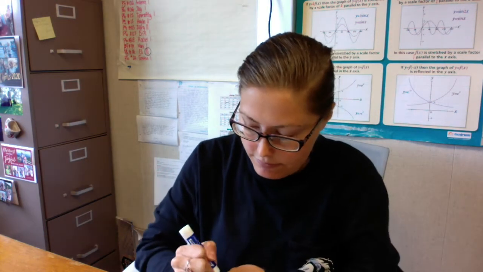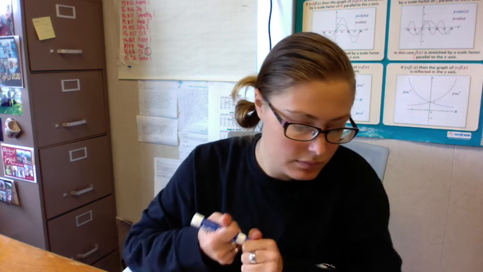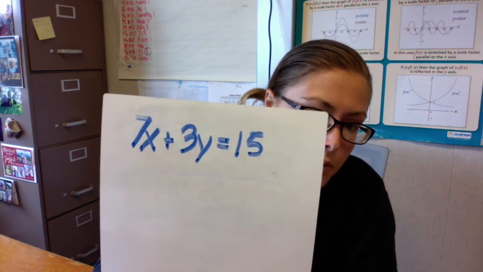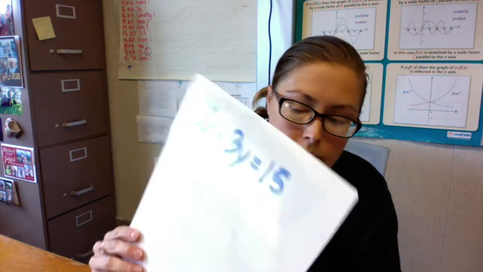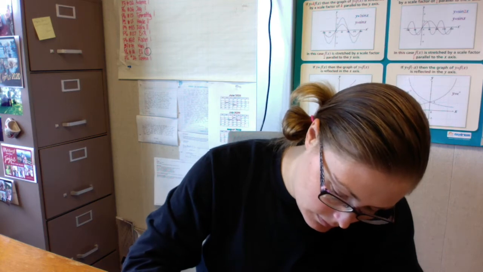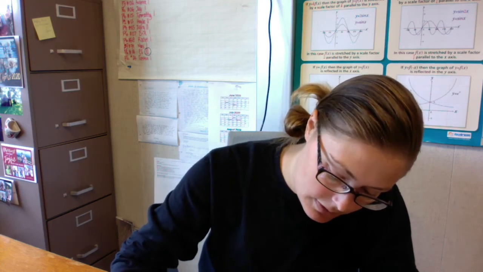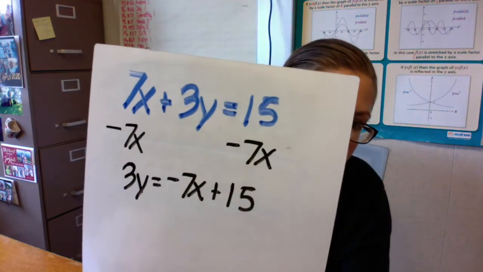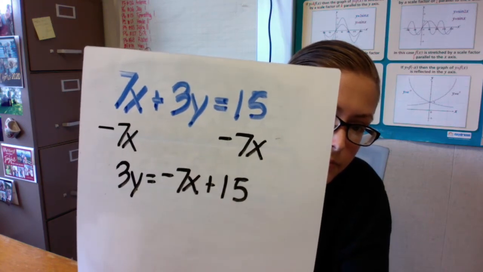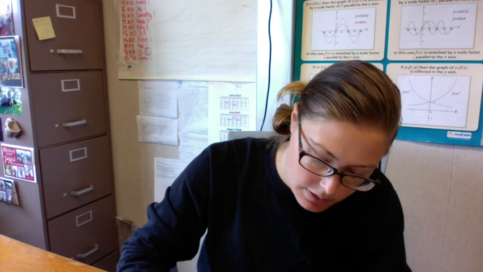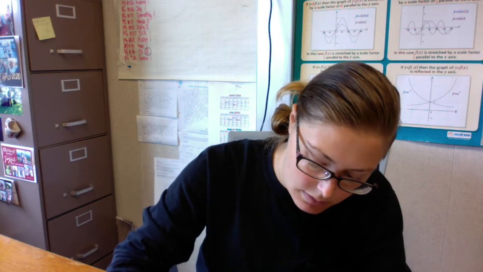Okay, next one is a graphing. Seven x plus 3y is equal to 15. We wanted to get it into y equals mx plus b form, so we're going to subtract 7x from both sides. So we get 3y is equal to negative 7x plus 15. Then we're going to divide everything by 3. And we get y is equal to negative 7/3 x plus 5.